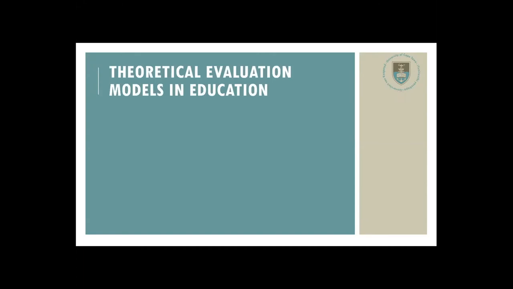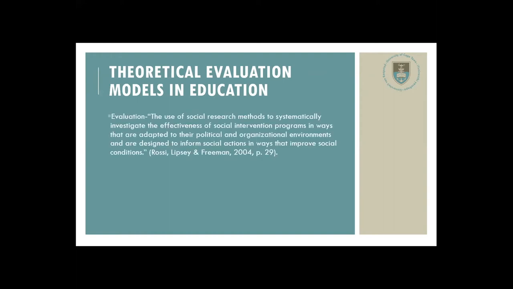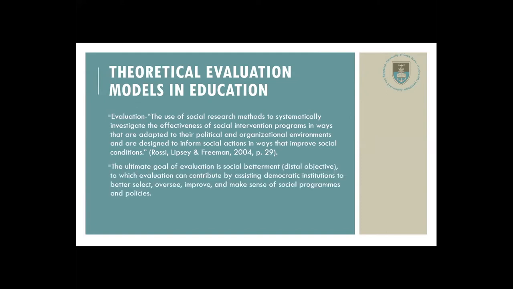So that's about the description of the project itself. Now moving on to the theoretical evaluation models in education. Before I do that, I just need to define a few terms that are relevant. Here, when you say evaluation, according to Rossi and Lipsey, it is the use of social research methods to systematically investigate the effectiveness of social intervention programs in ways that are adapted to their political and organizational environments and are designed to inform social actions in ways that improve the social conditions.